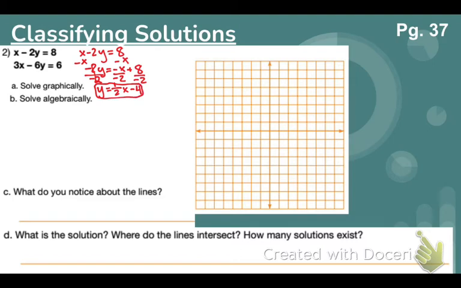Where do we start on the graph? Negative 4 is our y-intercept. And where do I move from there? Up 1 and right 2, yes.